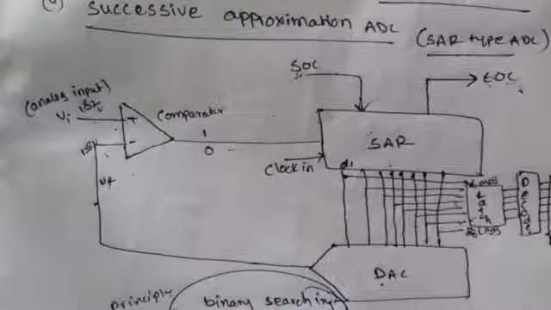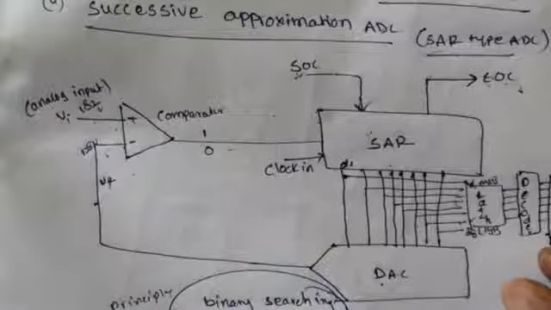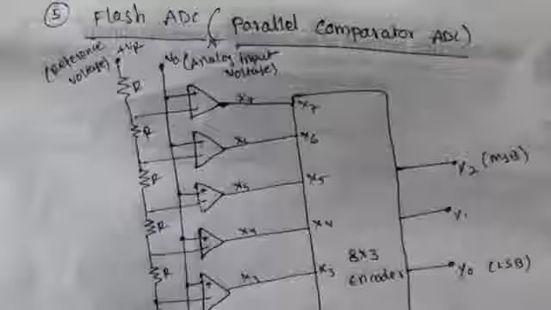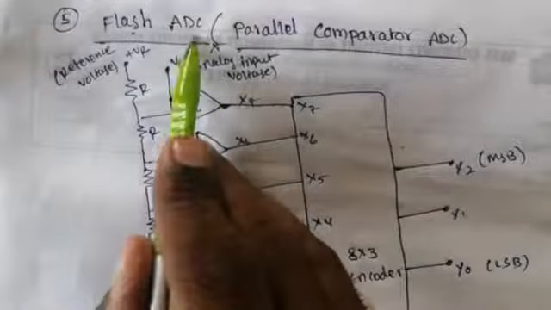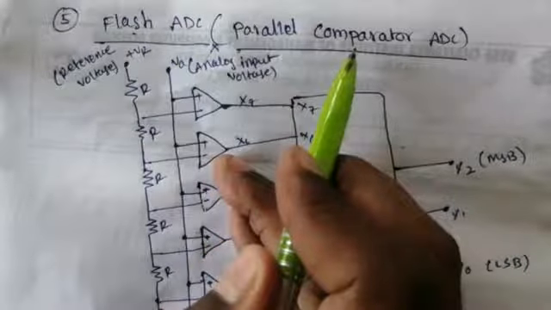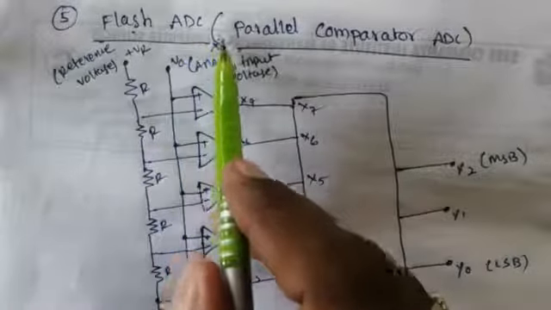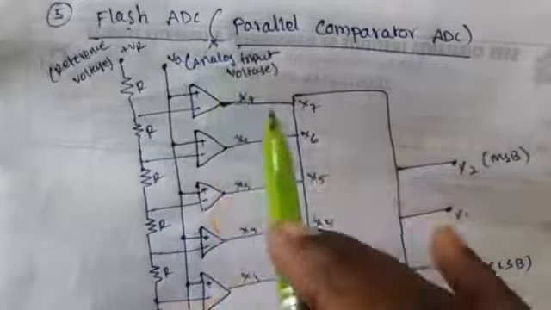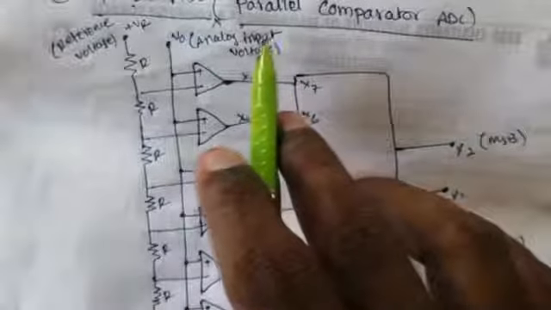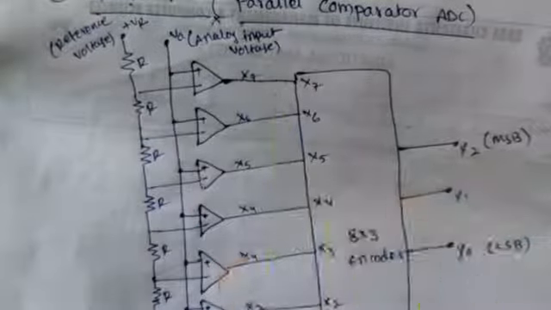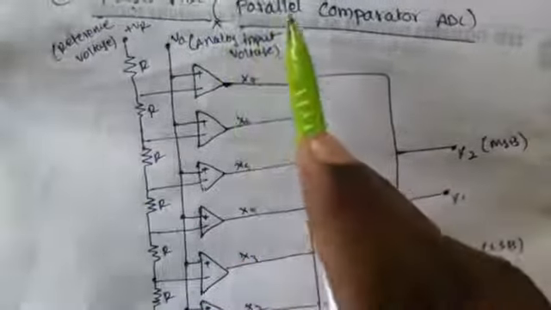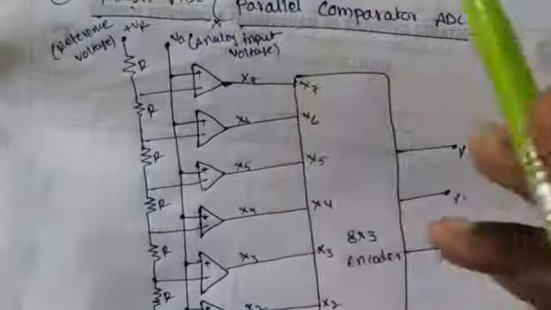Now in the last ADC we will discuss the parallel comparator type or flash type A to D converter. Finally, this flash type ADC or parallel comparator type ADC is also very important. This architecture is very bulky. Once you see it, it is very easy to construct. So here the flash type ADC compares with one encoder.